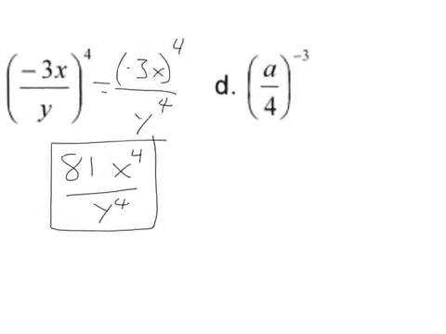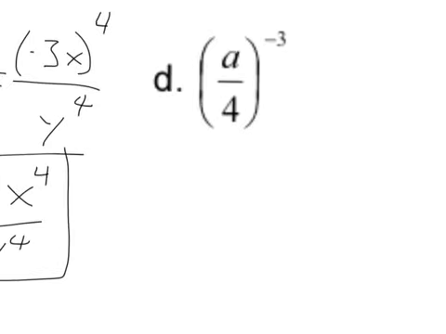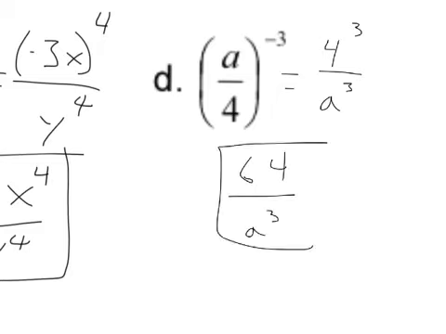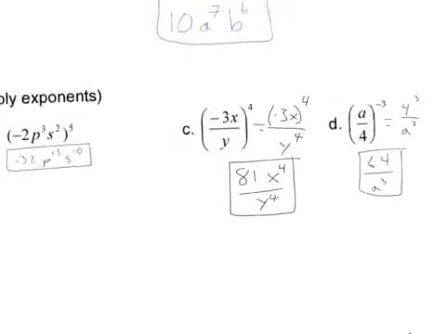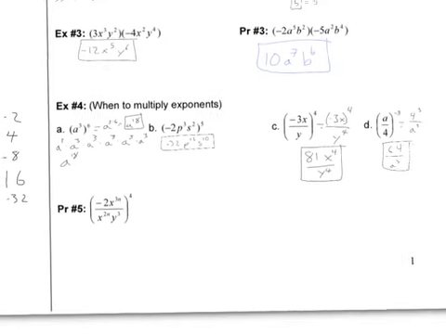Okay, try D really quick. Remember, it's a negative exponent. If you're totally stuck, remember this means it's going to be 4 to the 3rd over a to the 3rd. You could split it. And 4 to the 3rd power, 4 times 4 is 16, times another 4 is 64, over a cubed. There you go.